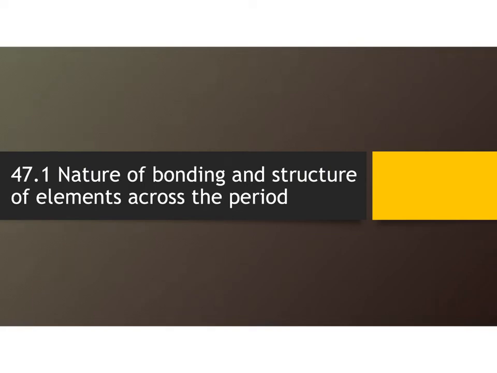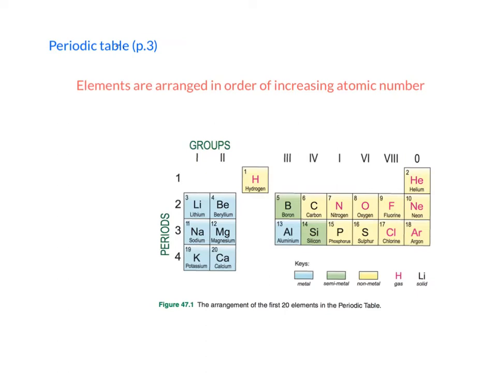Okay, so for 47.1, we're going to talk about the nature of bonding and structures of some of the elements across the period. The periods that we're focusing on will be period 2 and period 3. That means from lithium all the way to argon. Before we talk about the periodicities, first of all, we'll just have a recap on the periodic table.